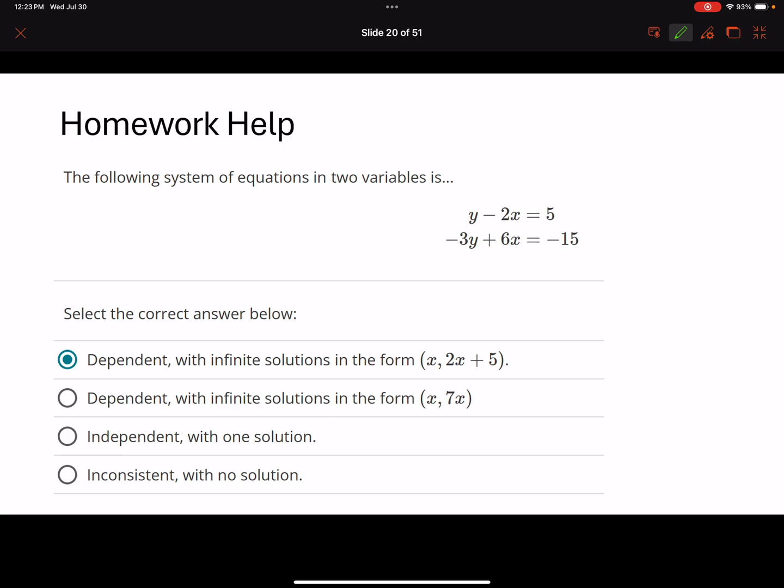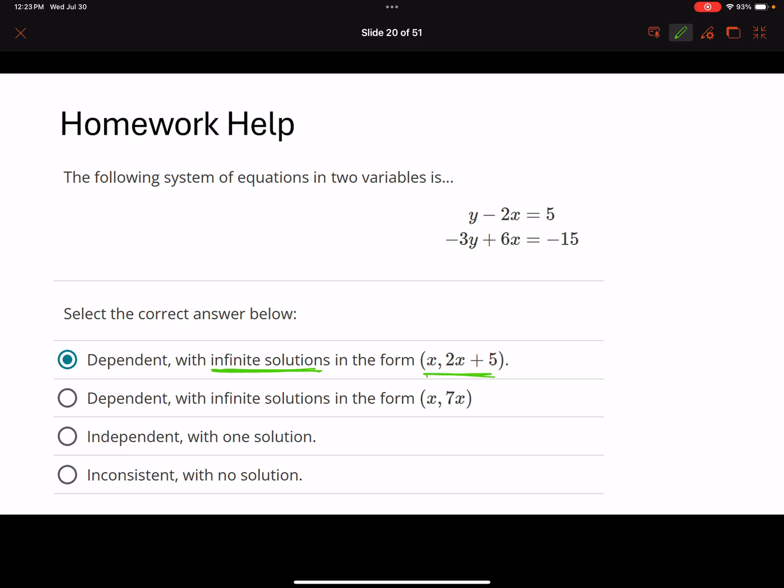There are going to be times when you're graphing and the lines are going to be parallel, or they're going to be overlapping. When that happens, with parallel lines that have no solution, you're just going to select no solution. However, if you find that there are infinite solutions, or they're the same line, the ordered pair is just x comma the y part of the equation.